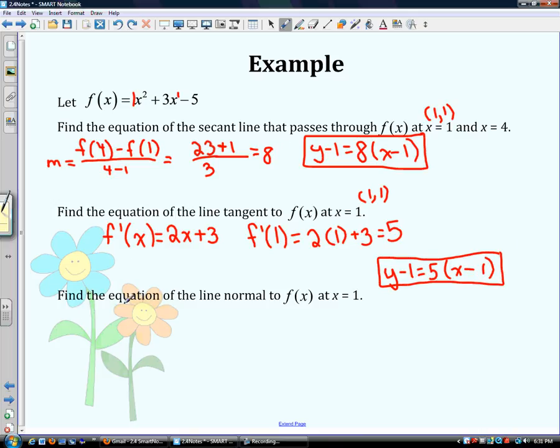And the last one, find the equation of the line normal to f of x at x equals 1. Normal, of course, meaning perpendicular. So we already found our slope function, okay, and then we plugged in 1 and we found that the tangent line has a slope of 5, meaning that the line perpendicular to it has a slope of the opposite reciprocal of 5, which is negative 1 over 5. This is an even easier question because I already had this slope right here. So now I'm just plugging in once again, because it's at x equals 1 again, y minus 1 equals negative 1/5 times x minus 1.